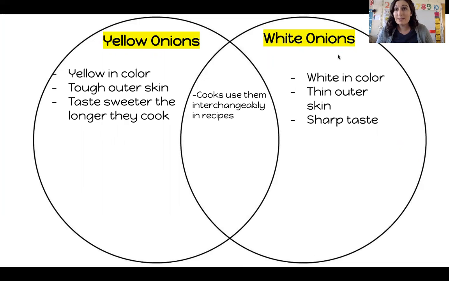We learned that they have many similarities because cooks often use them interchangeably in recipes. So even if a recipe calls for a white onion, they could use a yellow onion instead. However, there are some differences. Yellow onions have a different color. They're yellow, whereas white are white. Yellow onions have a tough outer skin, and white onions have a much thinner outer skin. Yellow onions taste sweeter the longer they cook, whereas white onions have a very sharp taste that stays the same throughout cooking. Let's read our second passage.